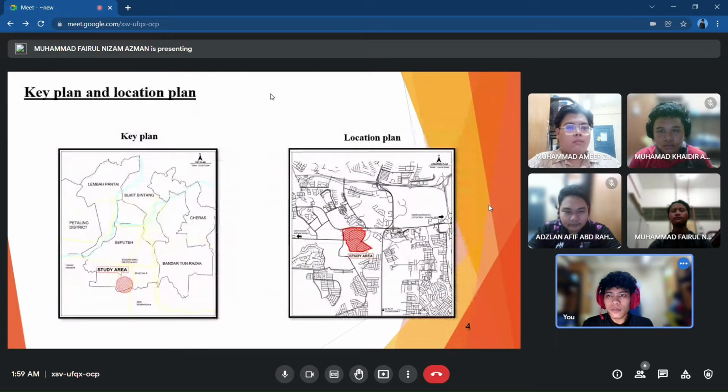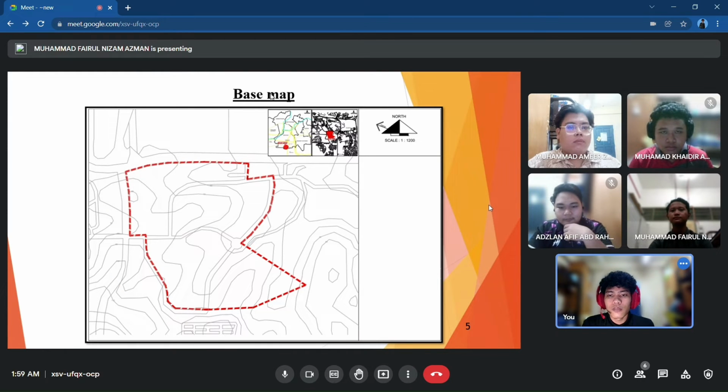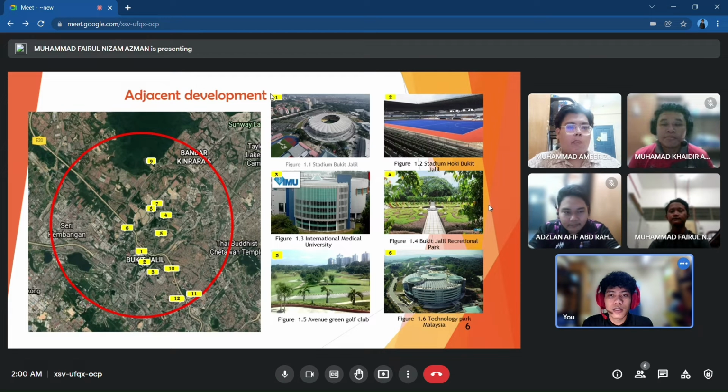Next slide, please. For our key plan and location plan, as you can see, our study area is near Bukit Jalil, Seputeh, Bandar Tun Razak, and so on. That is our location plan, which we identify in more detail. This is our base map, with contour lines and road guidelines. For adjacent development, I give to our next presenter, Azlan Afif.